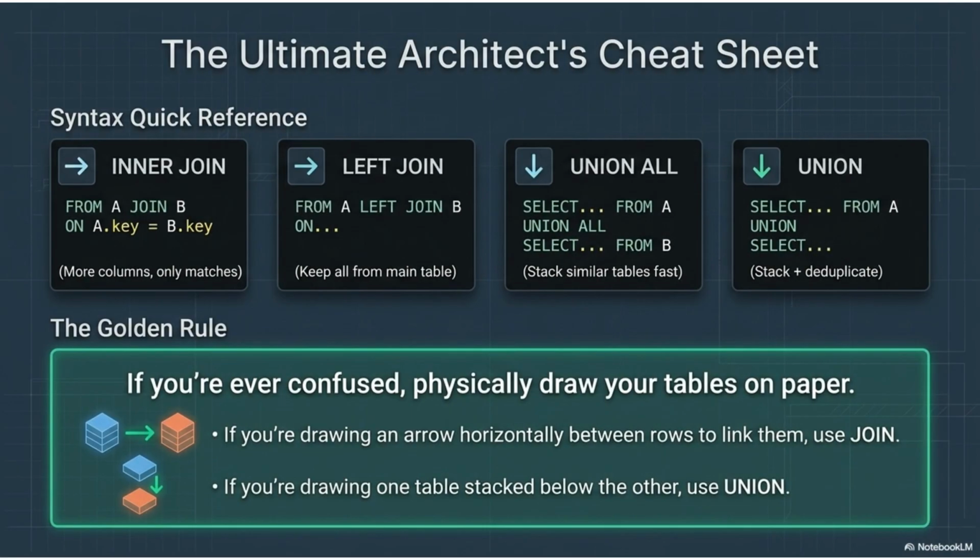Finally, here is your cheat sheet. When in doubt, draw your tables. If you are linking rows horizontally, draw an arrow for a join. If you are stacking them, use a vertical arrow for a union.